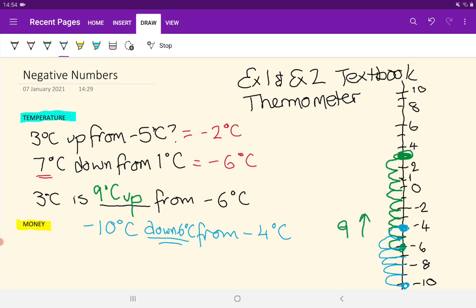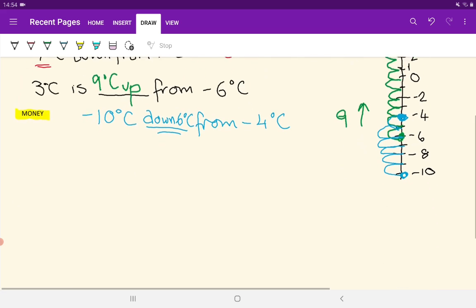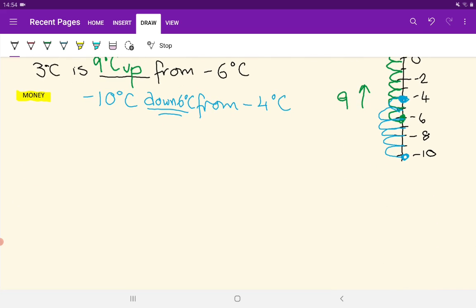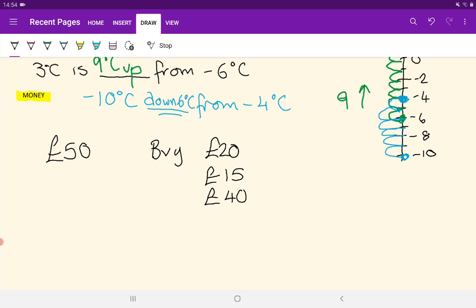Now, the other time that you might see and think a little bit about negative numbers is when we're talking about money, and in particular when we might owe people money. So for instance, if I had £50 in my bank account, and then I buy something that costs £20, something that costs £15, and something that costs £40, what's going to happen to my bank account?